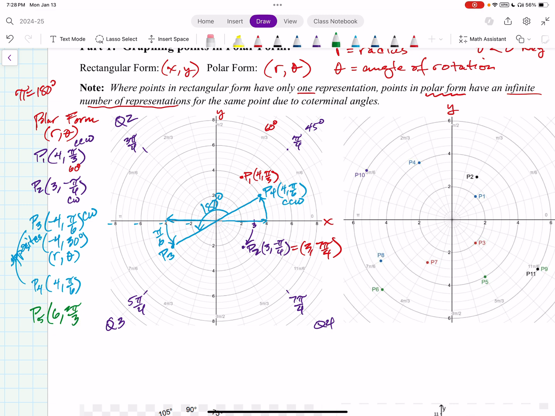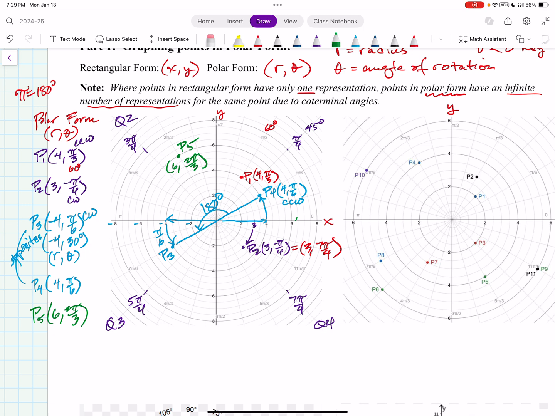Okay, so what you want to do is go out to the sixth circle and rotate. Or you can just find 2/3 pi and then go out to the sixth circle, however you want to do it. There's two ways to think about it. So go out to the sixth concentric circle and then rotate 2/3 pi radians, and that would put you in quadrant two here where P5 is located. Okay, so that's 6 comma 2 pi thirds. All right, everybody say 2 pi thirds.